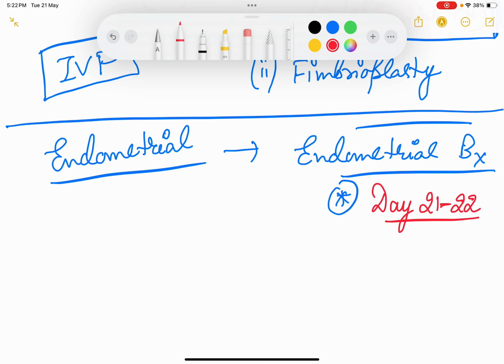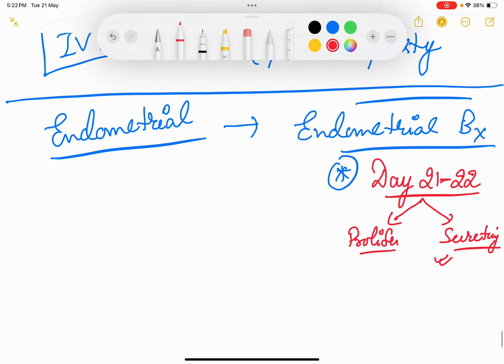If you get the endometrial biopsy done on day 21 and 22, you have to see whether it is proliferative or secretory endometrium. If it is secretory endometrium, then it is well and good, our endometrium is okay, because the effect of progesterone has come by then as the corpus luteum has formed. But if it is still proliferative endometrium on day 21 to day 22 of the cycle, then you are sure that anovulation is the cause of infertility in this patient.